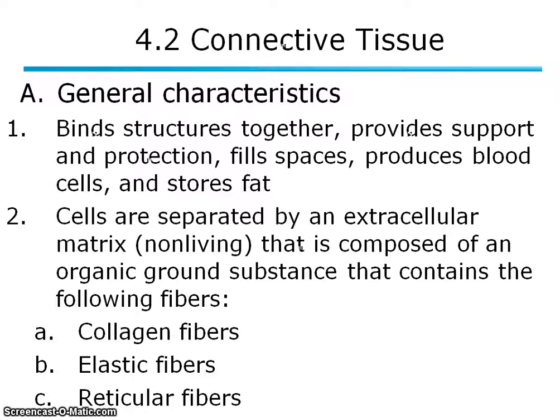And today we will be talking about the second portion of our original goal, which is to learn about connective tissues. So here are some of our general characteristics. They're going to bind structures together, provide support and protection, fill spaces, produce blood cells, and store fat. Connective tissues are varied. They have a huge number of different functions, so they're a little bit trickier than the epithelial cells, but their differences make them a little easier to identify when you're looking at them under the microscope.